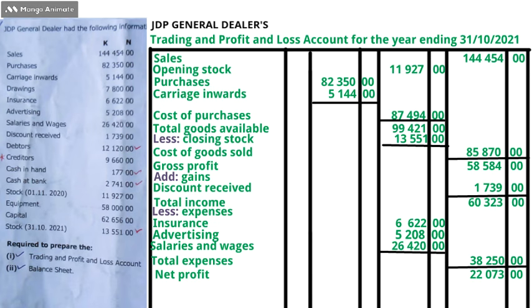Basically, this is the trading and profit and loss account for the year ending 31 October 2021 for JDP General Dealers. If you have got questions, I'll be glad to respond to them in the comment section. Basically, this is what you are supposed to do.